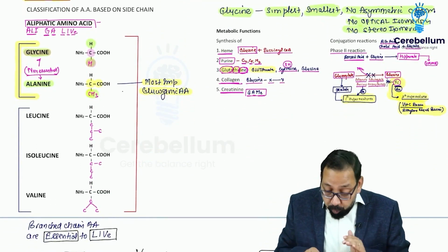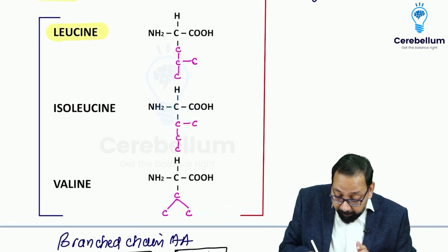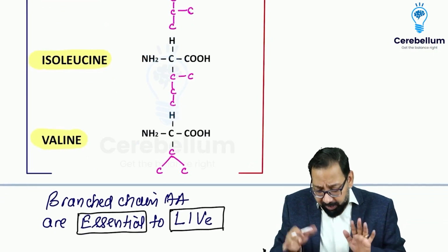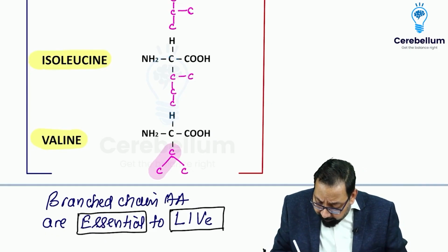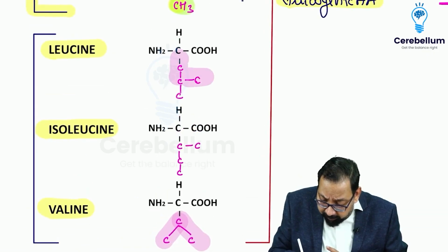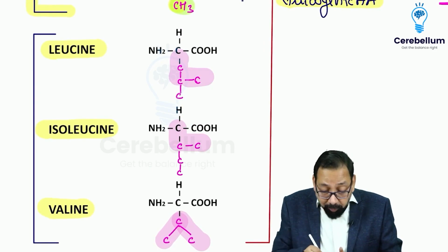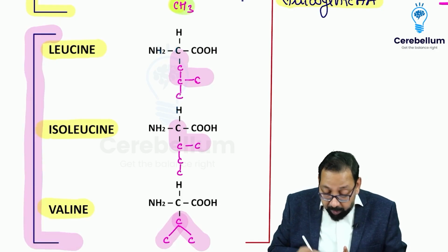Now we come to LIVE. Yes, LIVE: leucine, isoleucine and valine. If you see the structure, don't remember the structure, just have an idea. If I say this is valine, in this valine, this is branching. This leucine, L, this is branching. Isoleucine, this is branching. So all these three are branched chain amino acids, LIVE.